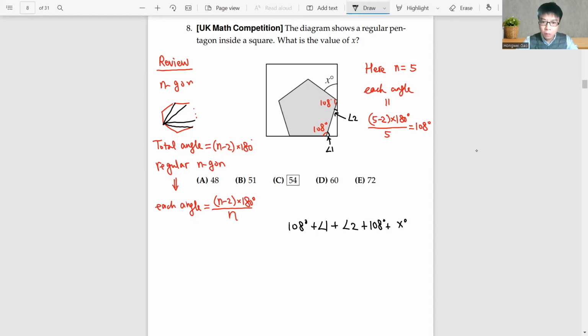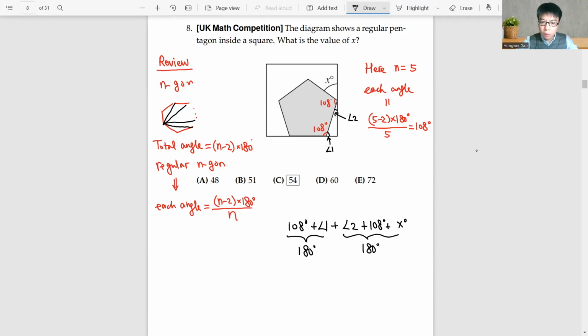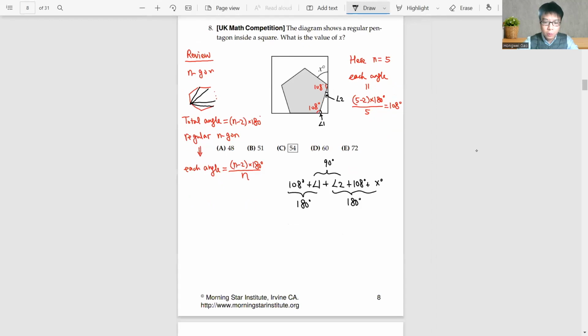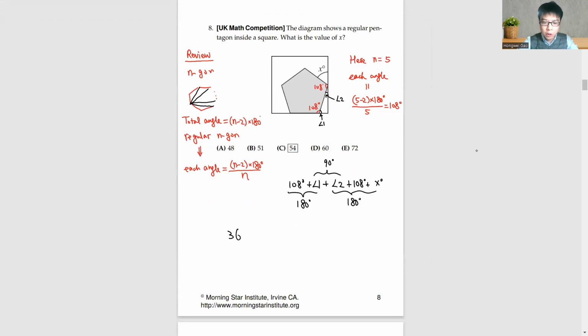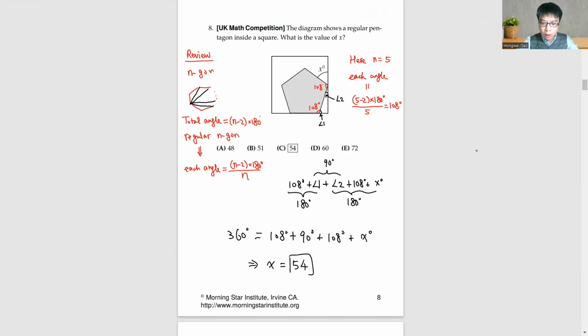Okay, 5 angles. We see that among these 5 angles, the first 2 angles add up to 180 degrees, and the last 3 angles add up to another 180 degrees. Also, angle 1 plus angle 2 add up to 90 degrees. So the sum is 360 degrees equals 108 degrees plus 90 degrees plus 108 degrees plus x degrees. So we can solve x equals 54. So that's the answer here.